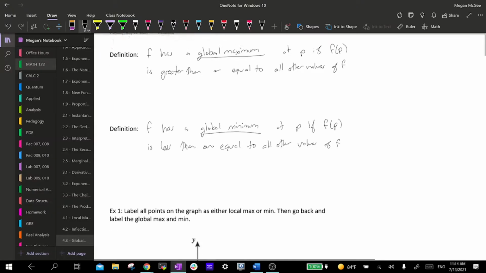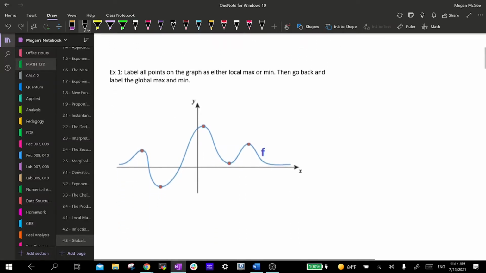Alright, so we're going to jump right into our first example here, where we are to label all points on the graph as either local max or min. Then we're going to go back and label the global max and min.